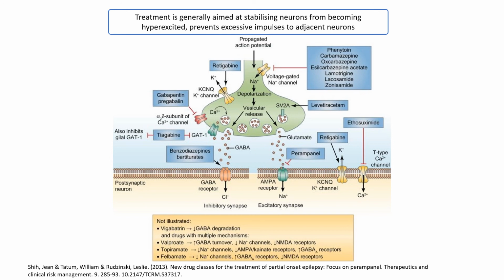Additionally, some anti-epileptic drugs enhance synaptic inhibition by increasing GABAergic transmission, and some anti-epileptic drugs work by suppressing excitatory transmission, for instance by decreasing neurotransmitter release or by decreasing synaptic excitation via its action on ionotropic glutamate receptors.